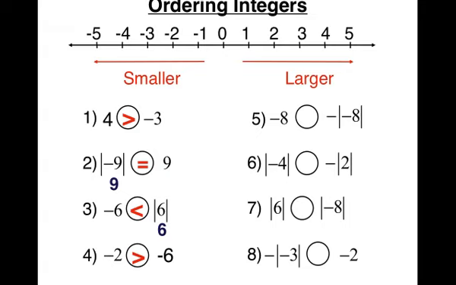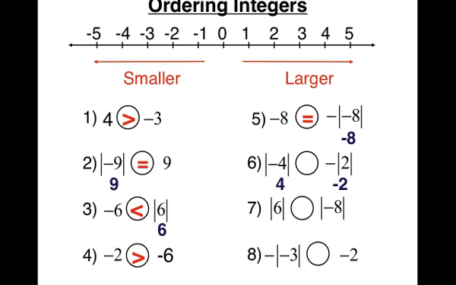So for number 5, the left side stays the same. Now the right side's a little tricky. You have the absolute value of negative 8. That would be 8, but then that negative on the outside says take the opposite. So we're going to end up with negative 8, which makes them equal to each other. Number 6, absolute value of negative 4 is 4. Absolute value of 2 is 2, but then there's a negative on the outside, so that gets stuck on there, attached, and we get negative 2.